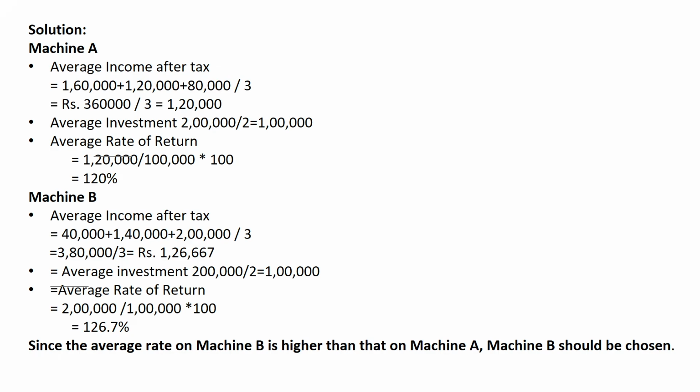So, average investment would be only 1 lakh. Now, keeping these figures into the formula, we will get 1,20,000 divided by 1 lakh, and the whole would be multiplied by 100. So, here we can see that the average rate of return from machine A will be 120%. Now, let us look at the average rate of return from machine B.